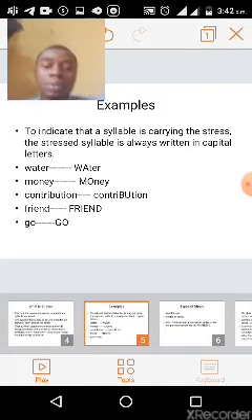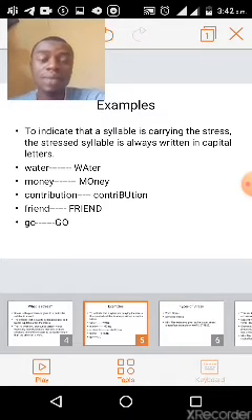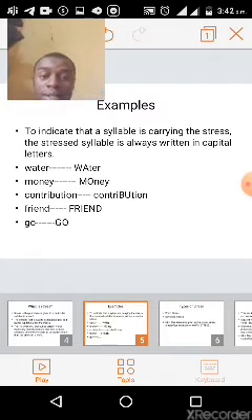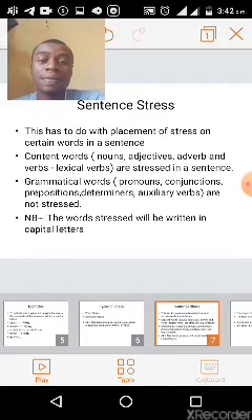Now we'll go to types of stress. We have word stress and sentence stress. Note the examples given earlier under stress. The examples here are examples of word stress. So we'll go to sentence stress straight away. So we have sentence stress.